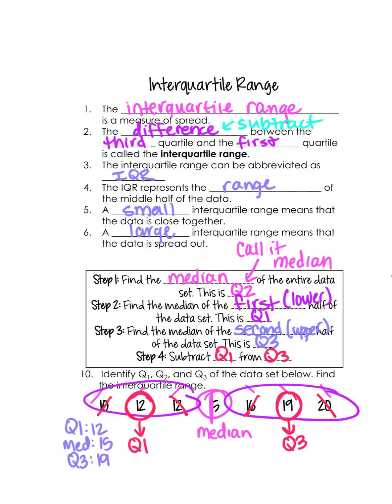So IQR, interquartile range, we're taking the inner quartiles and we are going to find the range of that. So we're going to subtract Q3 minus Q1. So if we have Q3 is 19 minus Q1 is 12, that will be 7. So my IQR is 7.